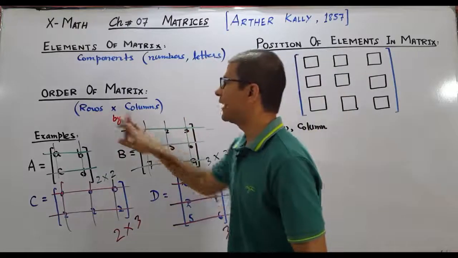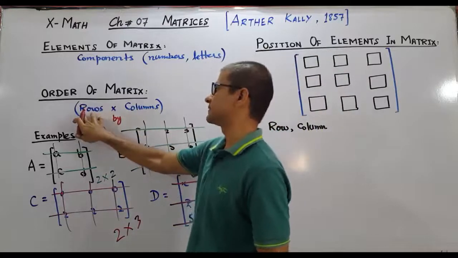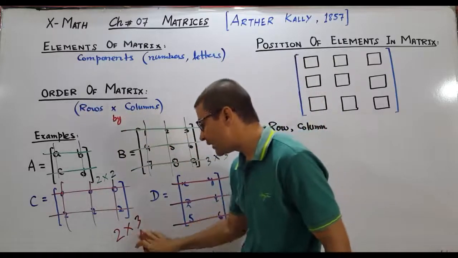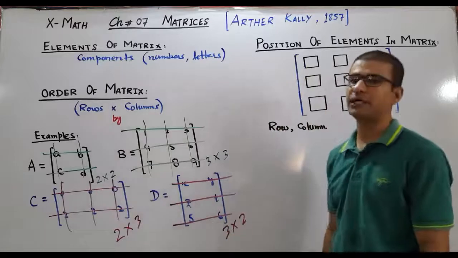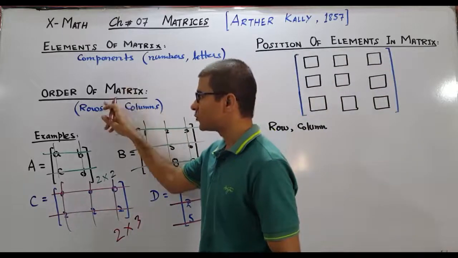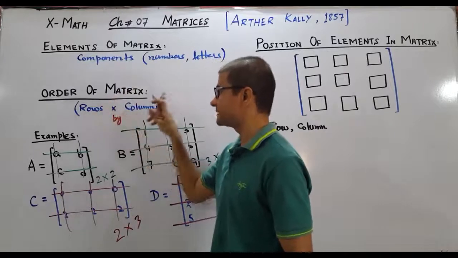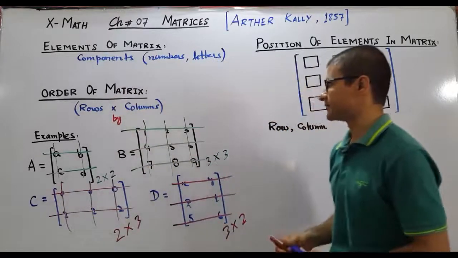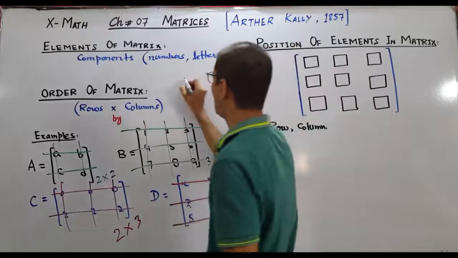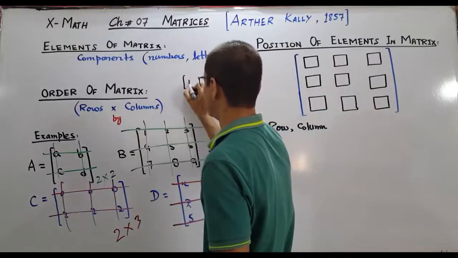Don't forget to write the number of rows at the first place and then the number of columns. What I mean is that 2 by 3 is not equal to 3 by 2. In case of order, you must write rows at the first place and then columns at the second place. Okay students, what is the order of this matrix?